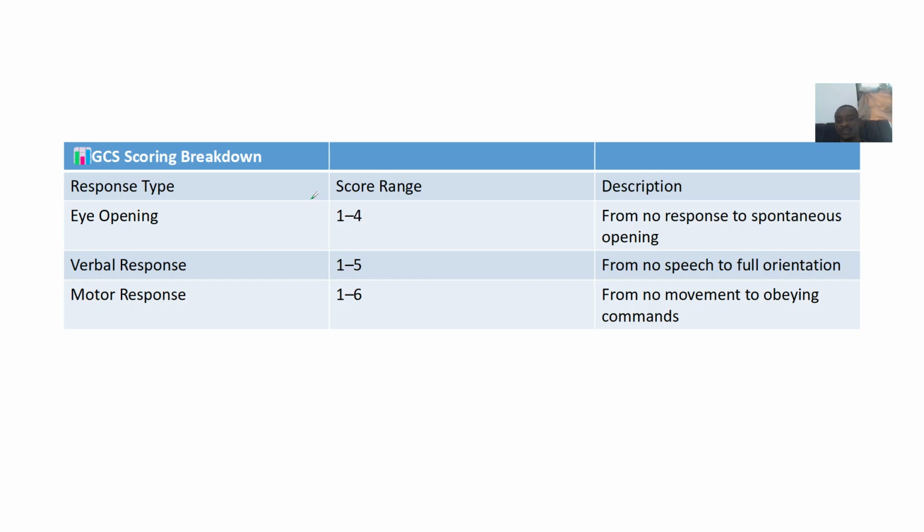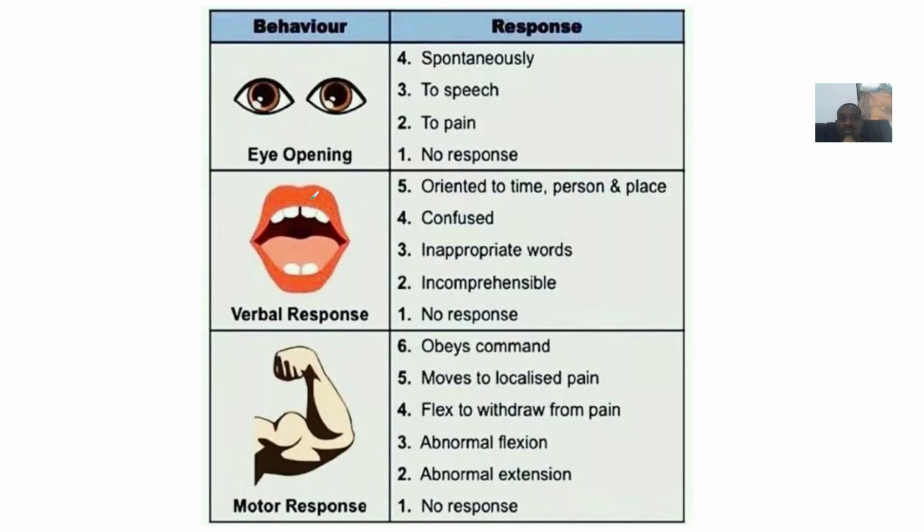So this is a score, but I think this one is not indexed, right? So if the patient is opening their eyes on their own, it's number 4. If you must tell them to open the eye, you give them 3. If they are opening the eye to pain, you stimulate pain, they open the eye, you give them 2. If you are doing all of this and there's no response, you give number 1.